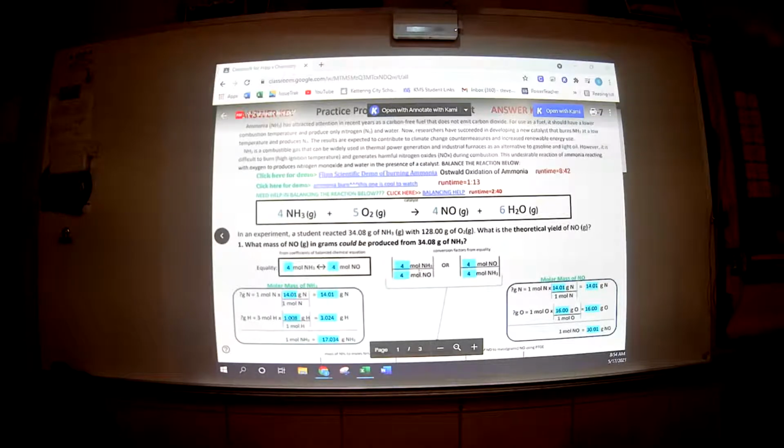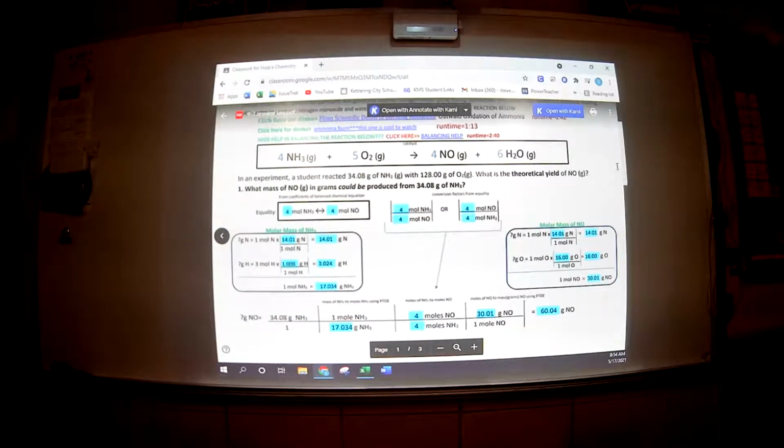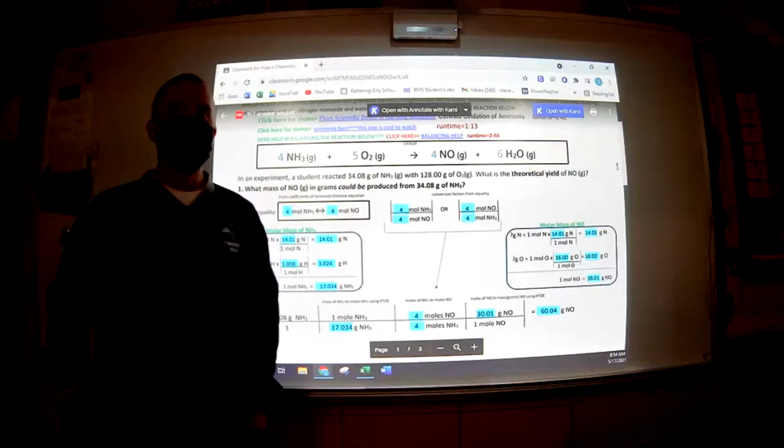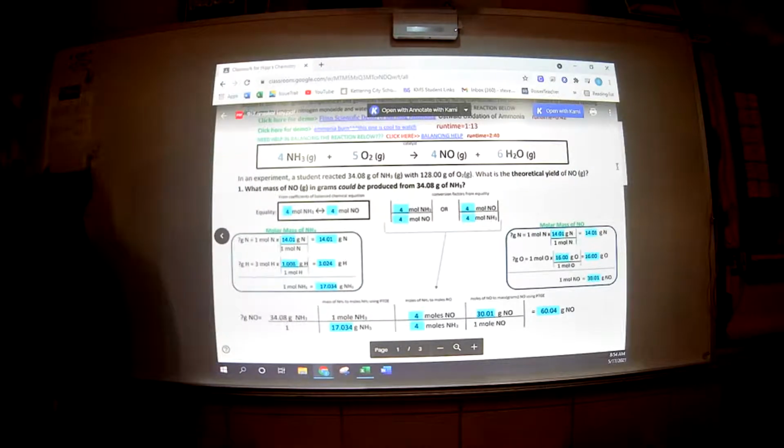How do we do on balancing the equation? How about this page right here? Is there anything that you're having trouble with? Like, I'm not sure what you're doing here. I'm having trouble with this part. All right.